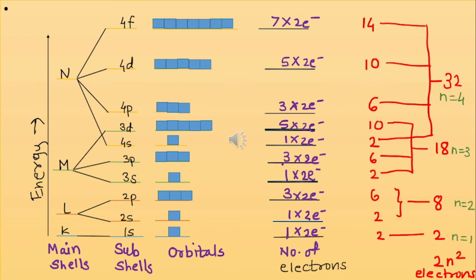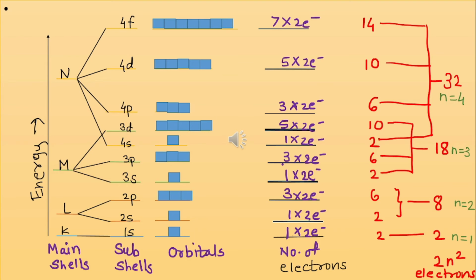3s can have 2 electrons, 3p can have 3 times 2, that is 6 electrons, and 3d can have 5 times 2, that is 10 electrons. So total 2 plus 6 plus 10, that is 18 electrons, can be accommodated in the M shell, that is the third shell.